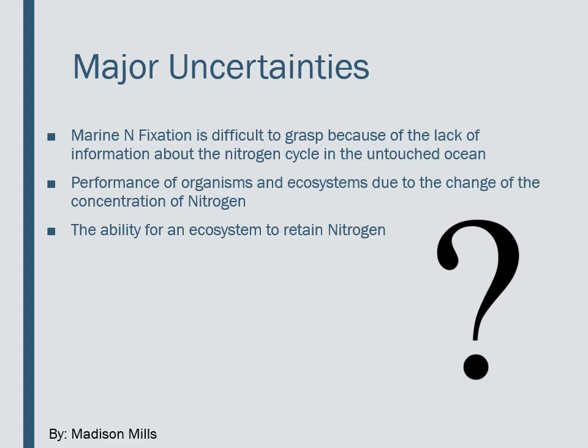Lastly is the ability for an ecosystem to retain nitrogen. There is a large variation in the nitrogen capacity between ecosystems due to many things such as soil texture and past human land use, but it is uncertain as to how they have changed and how they will continue to change as time continues.